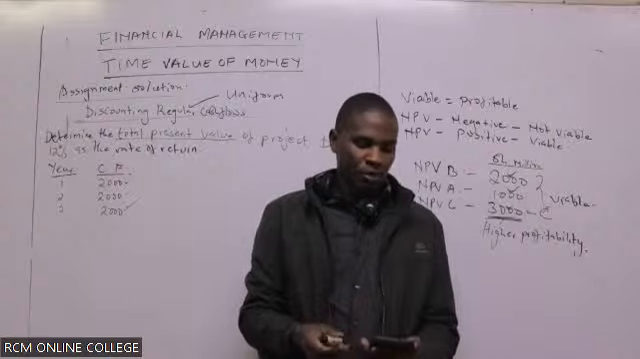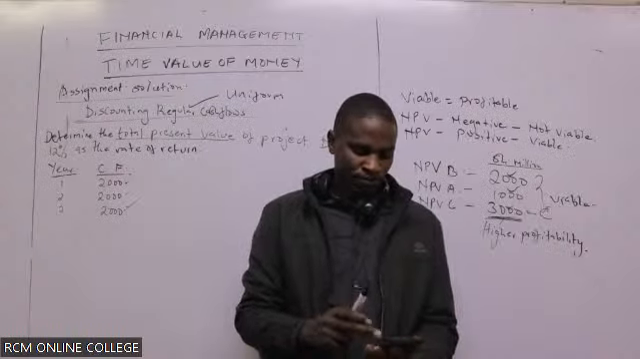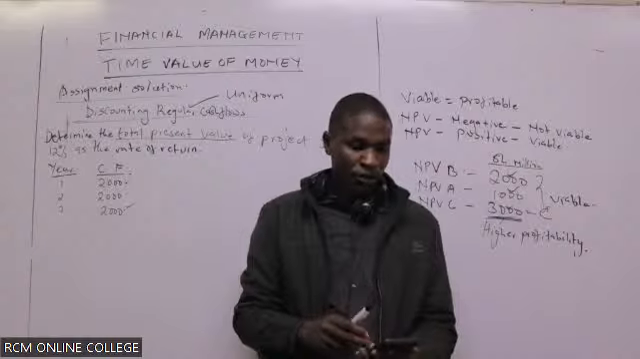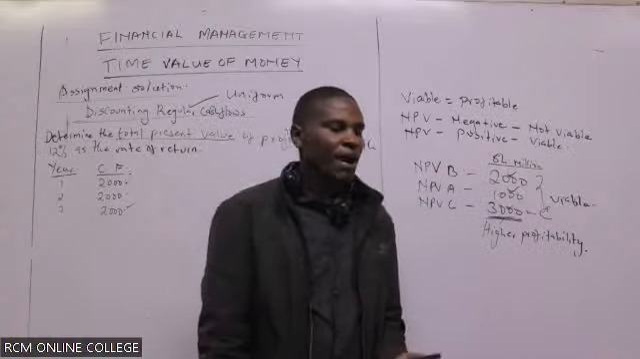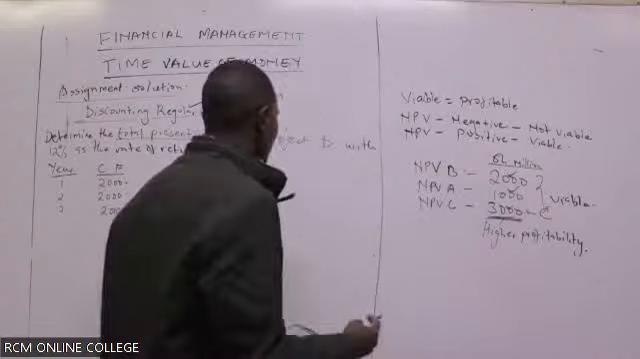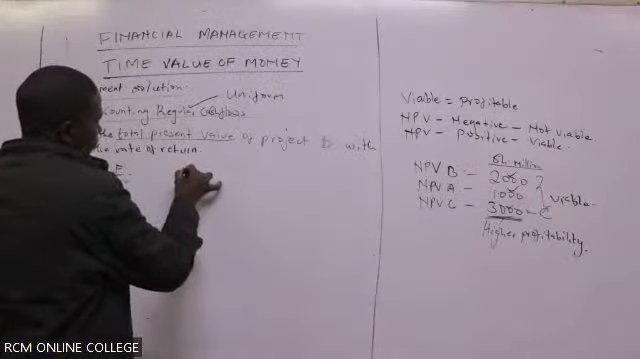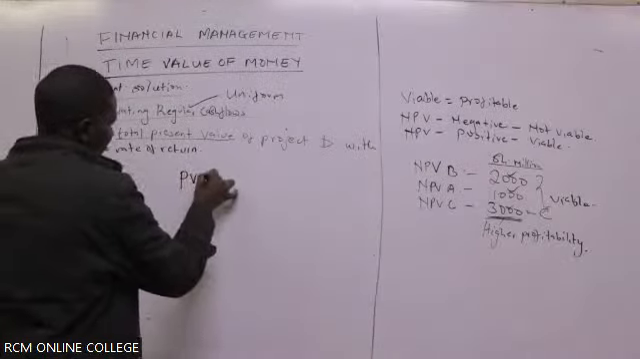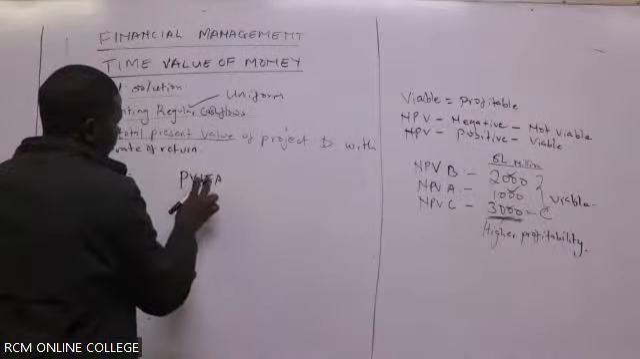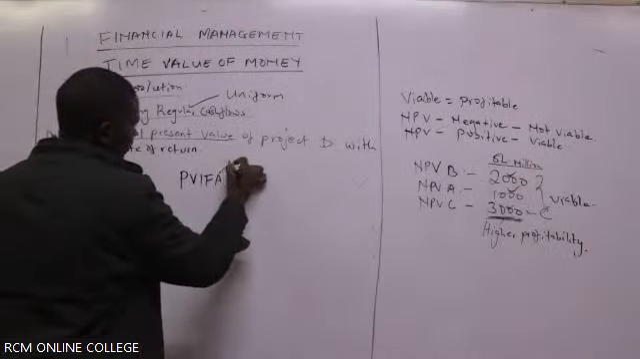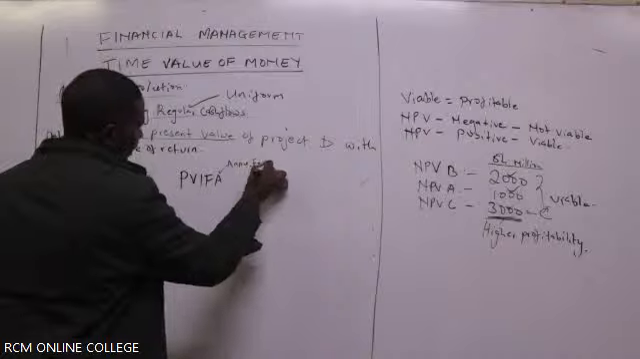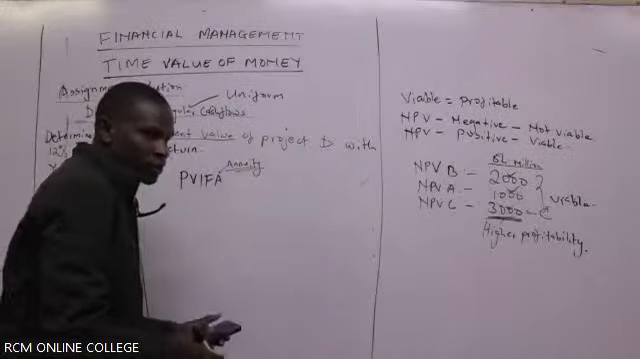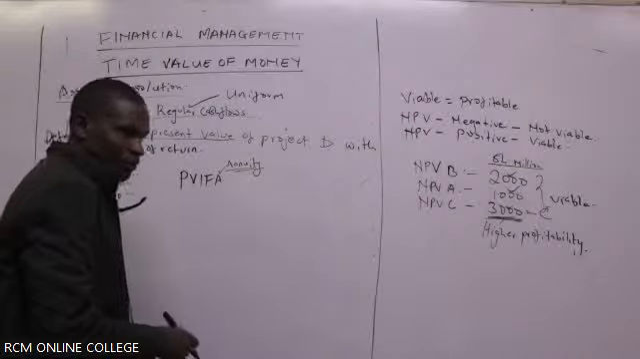Which factor do we use? Somebody to remind us. PVFA. Please, it's very important. Present value interest factor of annuity. What changes here is that we have an annuity. Annuity stands for uniformity.